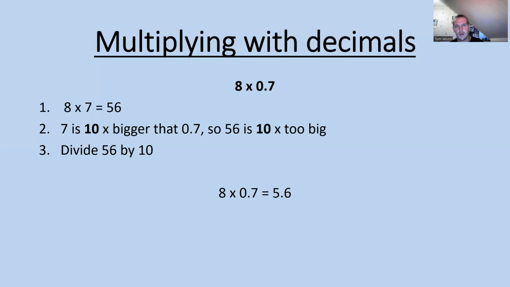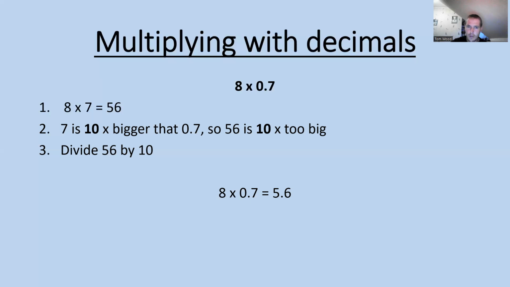You know, okay, well, I've got 8 times 0.7. I'm going to ignore the decimal place and just do times 7. And then I've just got to remember, okay, well, I've just made that number 10 times bigger. I'll make my answer 10 times smaller, and you're perfect.